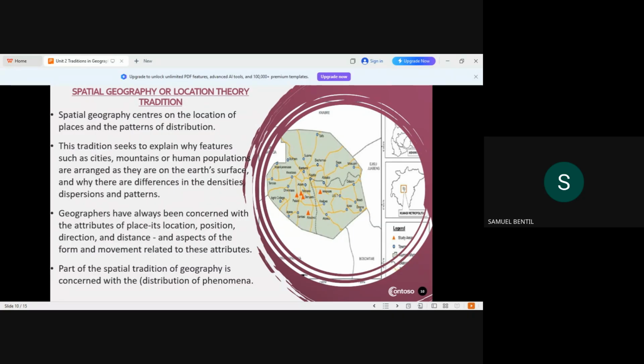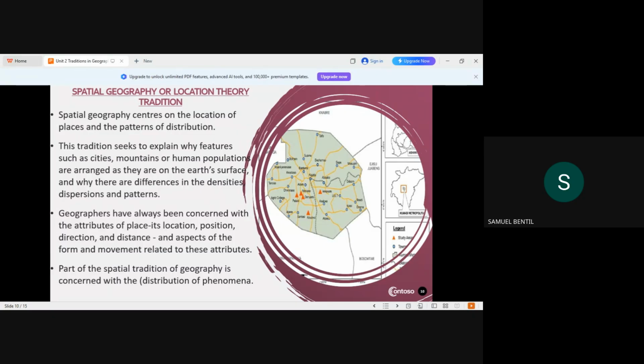Why is it that there are some people on what we call the Togo range and other people are within the valley? How is it that there are people also surrounded by sea that we call coastal areas? So spatial geography tries to understand the location of these places and the arrangement or the distribution among these areas. That's why I say that they try to explain why characteristics or features such as cities, mountains, and human population are arranged the way they are on the surface, and why there are differences in these patterns or distributions. So spatial geographers have always been concerned with the attributes of place, its location, the position of that place, direction and distance, and aspects of the form and movement related to these attributes.